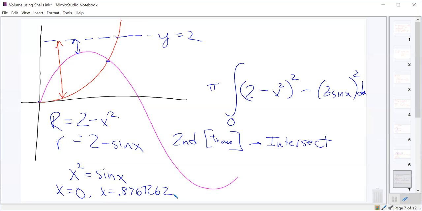So we got this intersection point. We're going to put 0.8767262. And then you will evaluate that integral on your calculator like we know how. Type it all in, get a number.